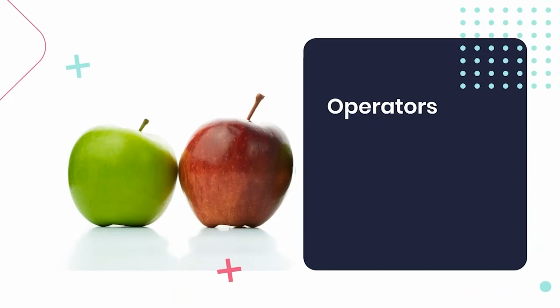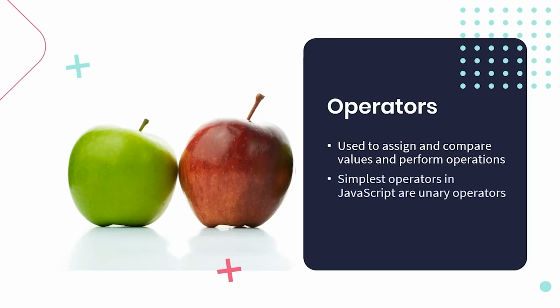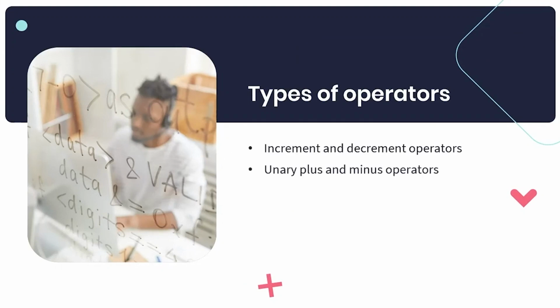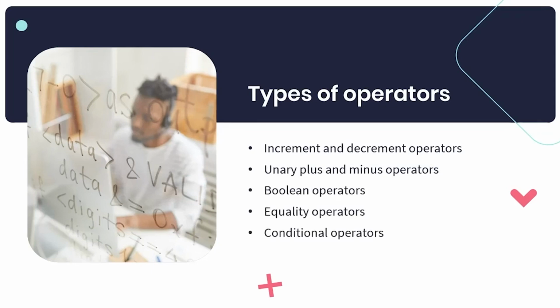Operators are used to assign and compare values and perform operations in programming. Operators that work on only one value are called unary operators. They are the simplest operators in JavaScript. There are various different types of operators. You get increment and decrement operators, unary plus and minus operators, Boolean operators, equality operators, and conditional operators.